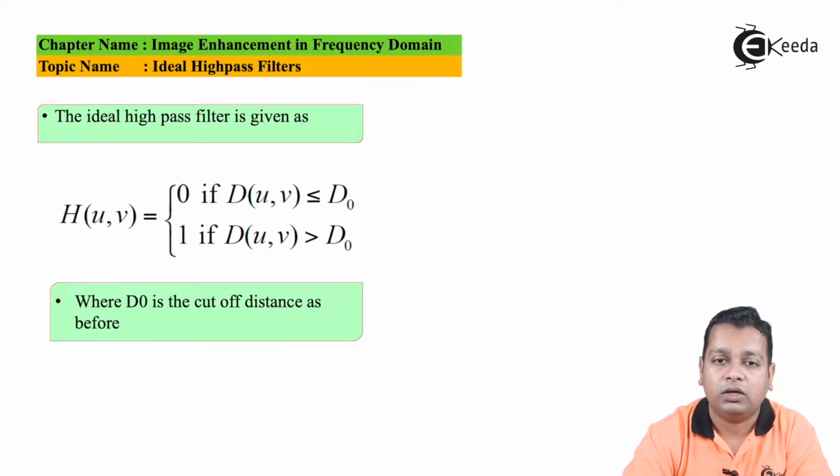So this is the transfer function. The D0, the cutoff frequency, is the same, and the D of u v as represented in the video of the ideal low pass filter will again be the same here. Here also we are using the non-separable transfer function for the high pass filter.